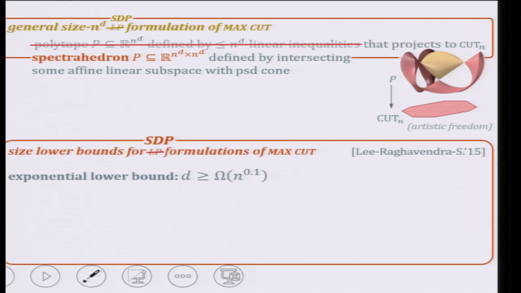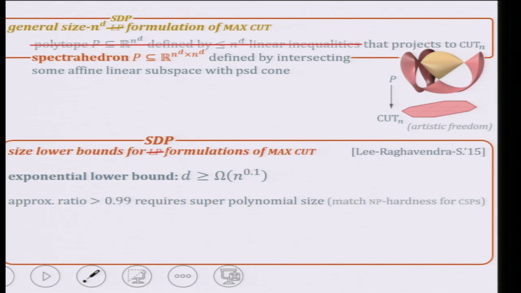And in this work we show the first superpolynomial lower bounds for SDP formulations. In particular, we show that max cut requires exponentially large SDP formulations. Again, one can extend it to the approximation setting, and here you get that approximating max cut within 0.99 requires superpolynomial size SDPs. And in general, you can match the approximation ratio that you can have here for arbitrary CSPs, whatever the best known NP-hardness result gives you. So here we can match with the current techniques.